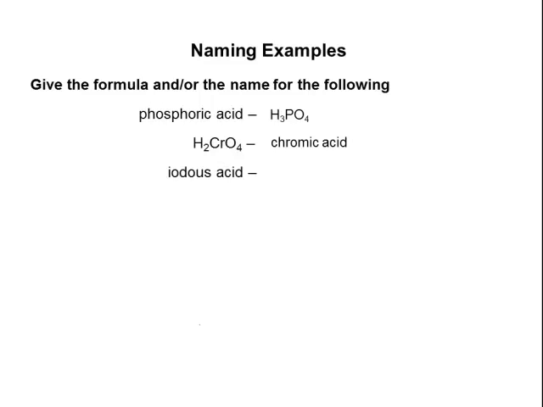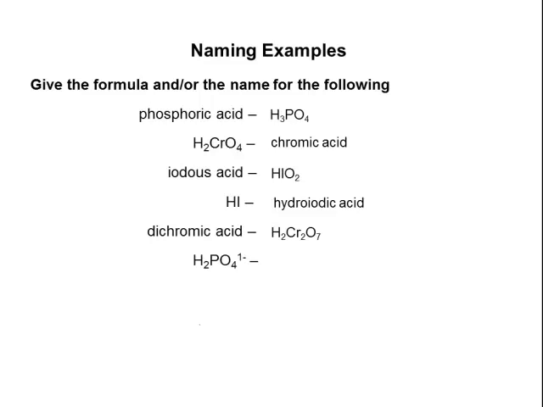If I have iodous acid, I've got that OUS ending. OUS comes from the ite form of the polyatomic ion. So with iodous acid, I'd end up with HIO2. What about HI? Well, that's a monoatomic anion, so I'd end up with hydroiodic acid. What about dichromic acid? Well, I have the IC ending, so I'd drop the IC, put the ate on, so I'd be dealing with the dichromate. So my formula would be H2Cr2O7.